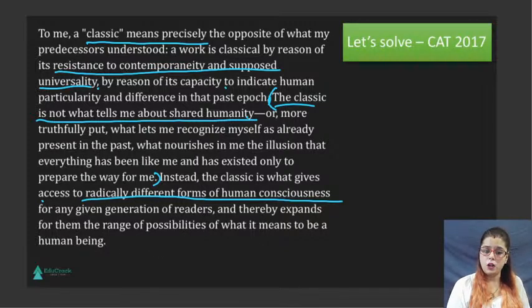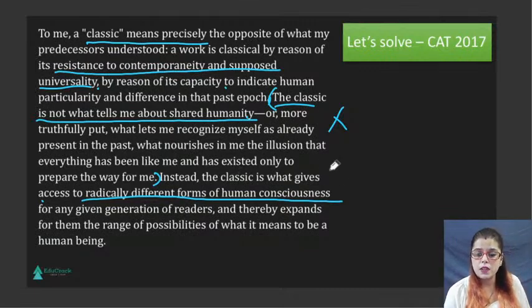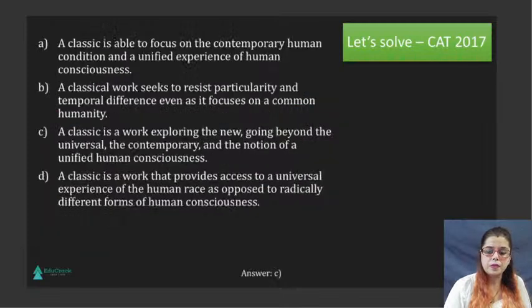So according to the author, this is not what classic means. This is something that the predecessors thought was classic. This is what the classic would mean. All right. Now let's look at the options. Option 1 says a classic is able to focus on contemporary human condition and unified experience of human consciousness. Isn't this the opposite of what was given to us?